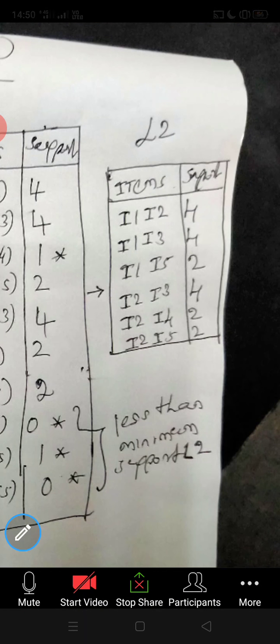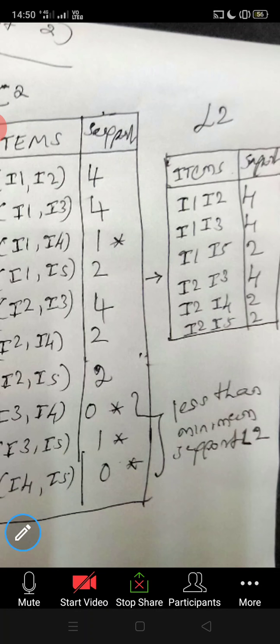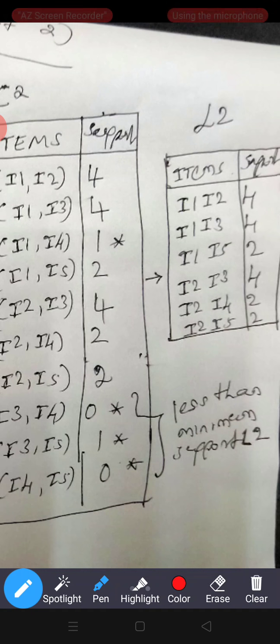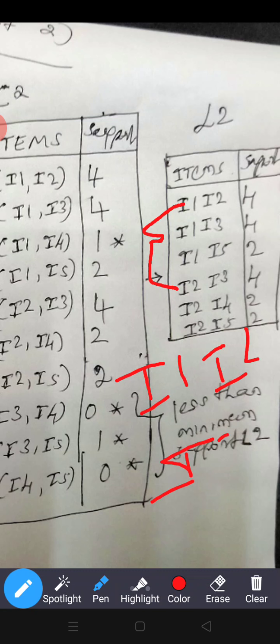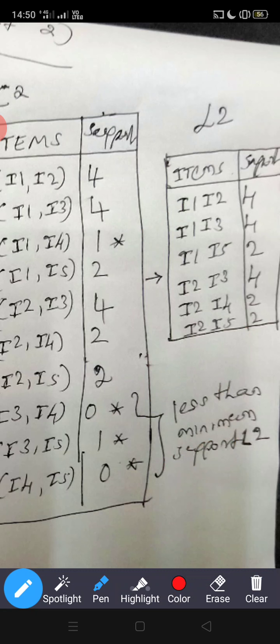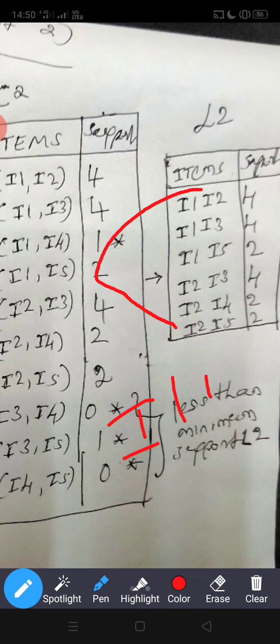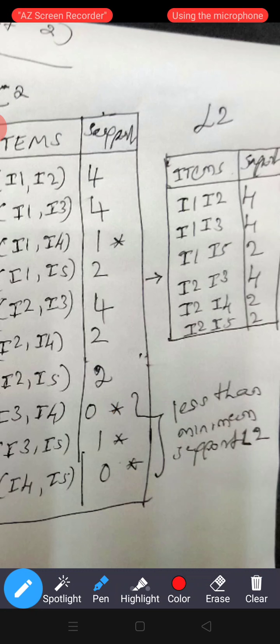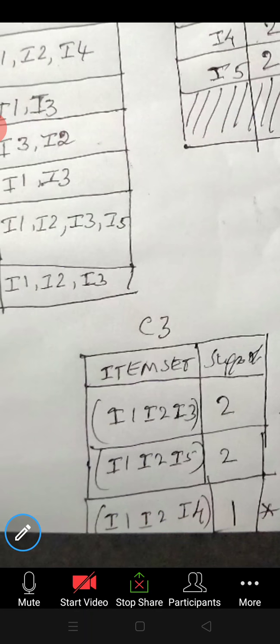Now, by this, you can generate 3 item sets. What are the 3 item sets? From this, I1, I2 and I1, I3 gives I1, I2, I3. Like this way, from I1, I2, I can go to I2, I5, so it is I1, I2, I5. Like this, please make the 3 combinations.